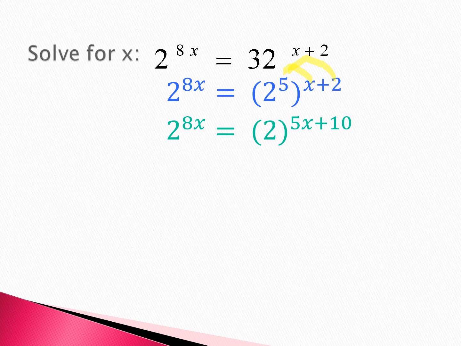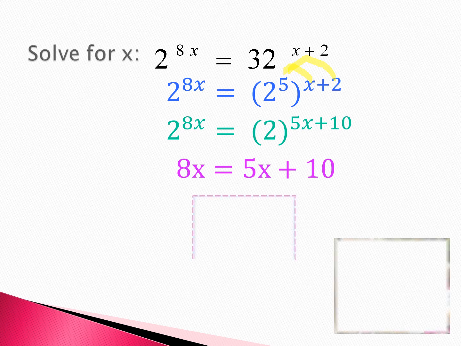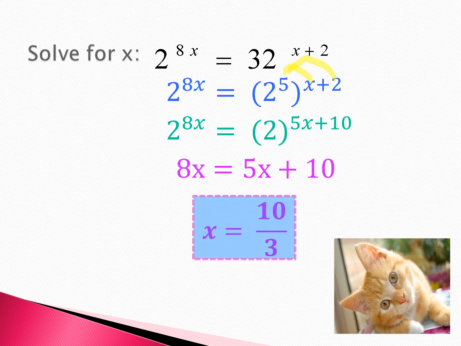So okay, we now have 2 to the 8x equals 2 to the 5x plus 10. Base 2 equals base 2, so 8x has to equal 5x plus 10. Then you solve like normal. You bring the 5 over, which gets you 3x. 3x equals 10. You divide by 3, and we come up with x equals 10 over 3.